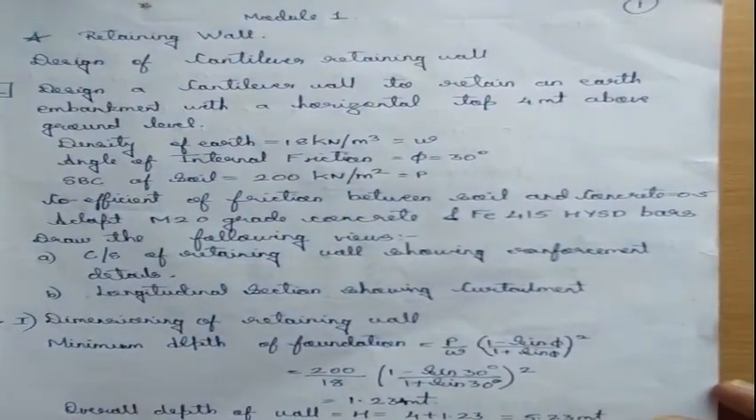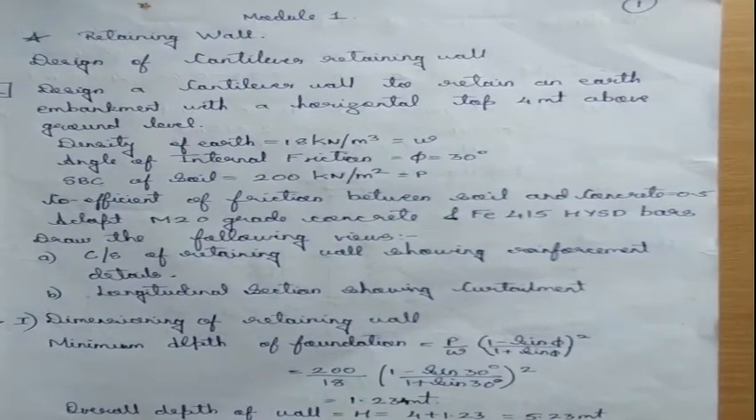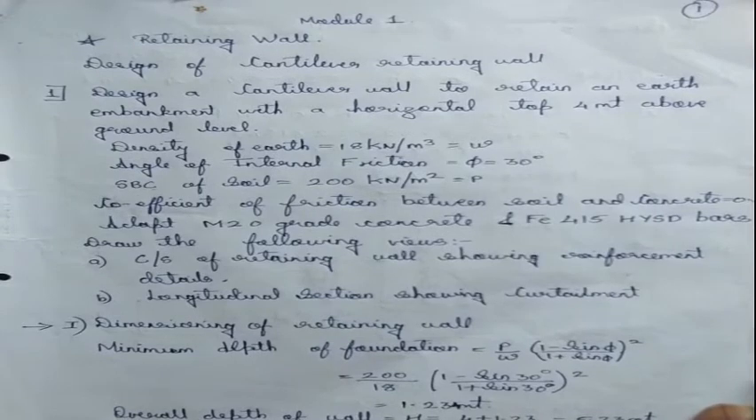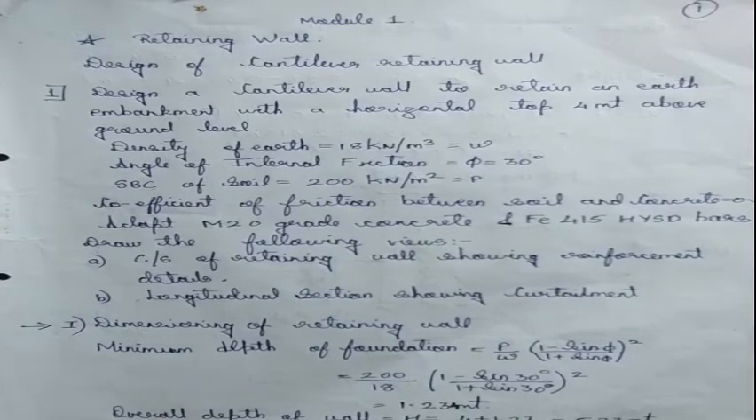So, they have asked you to design a cantilever retaining wall as well as drawing. So, let us start with the design. So, before any design concept, we have to see the dimensioning of the components. As you have seen in the design of beam, design of RC beams, design of slab, you may have come across the dimension. So, same way we are dimensioning. So, first is dimensioning of the retaining wall.